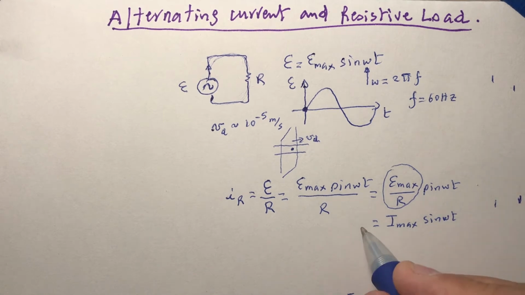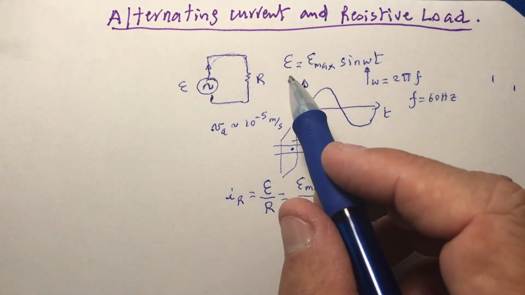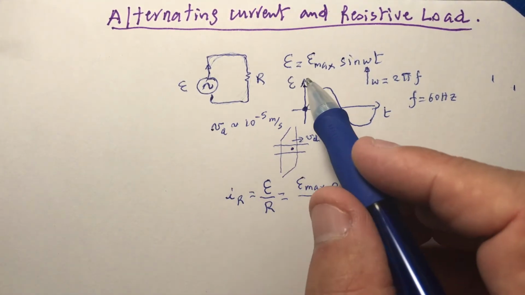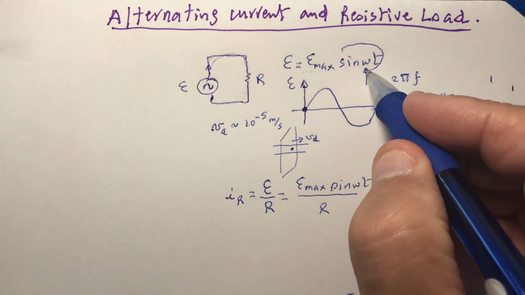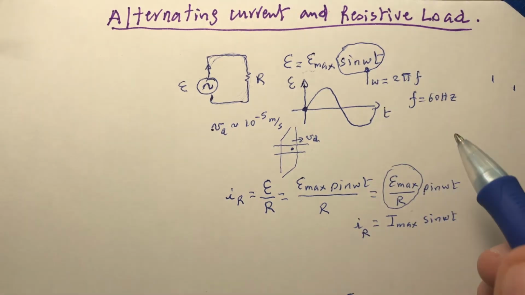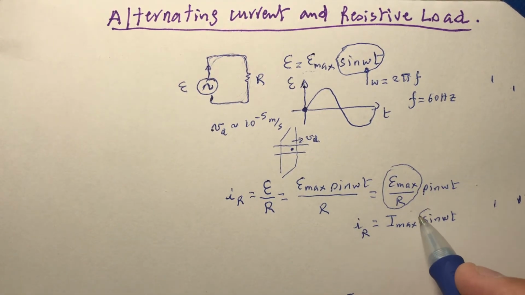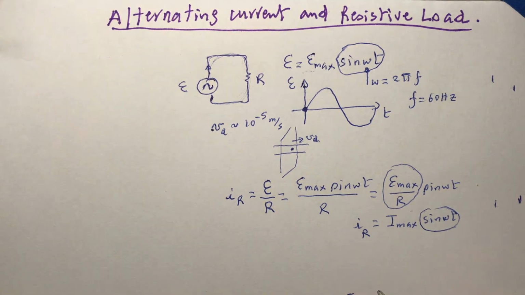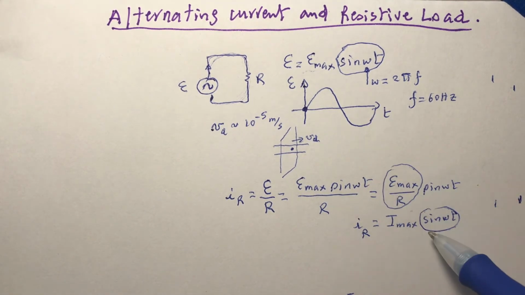So here is the current through the resistor. Let's look at the voltage coming out of the power supply. It has that sine omega t. It's oscillating. Now the current also has sine omega t. So the current and the voltage are both oscillating with this sine omega t.